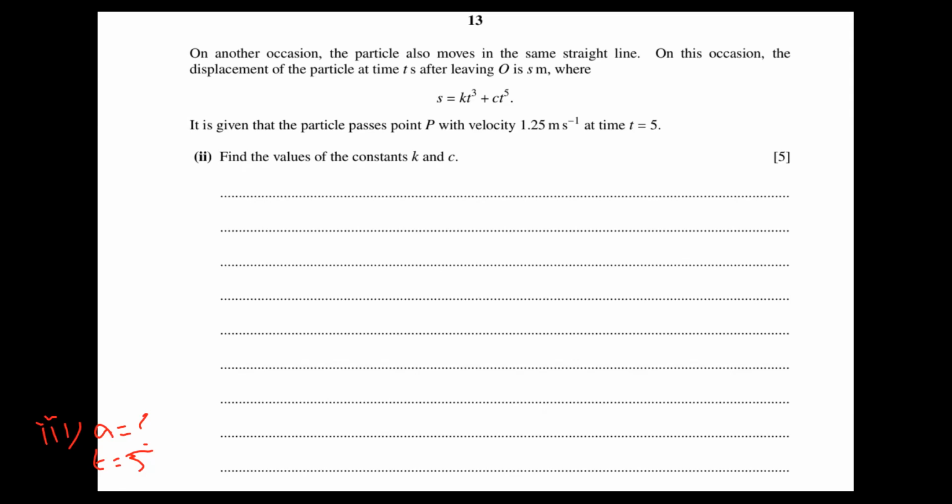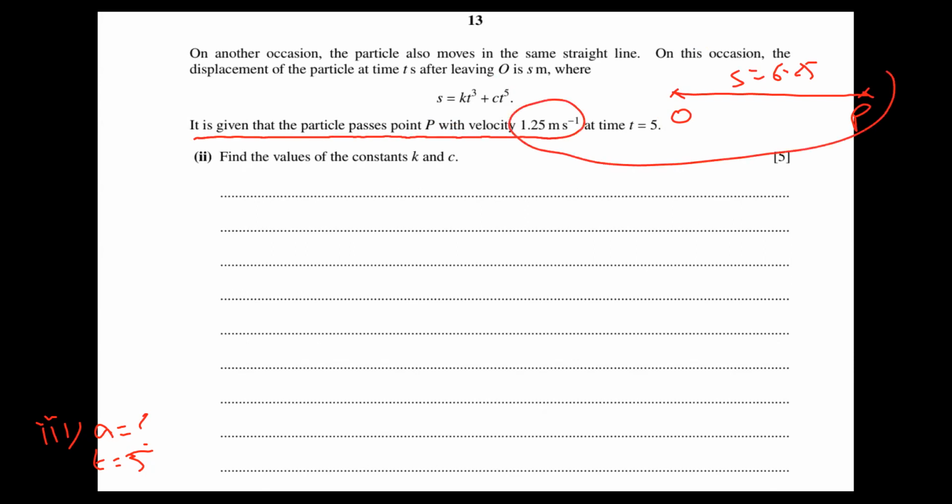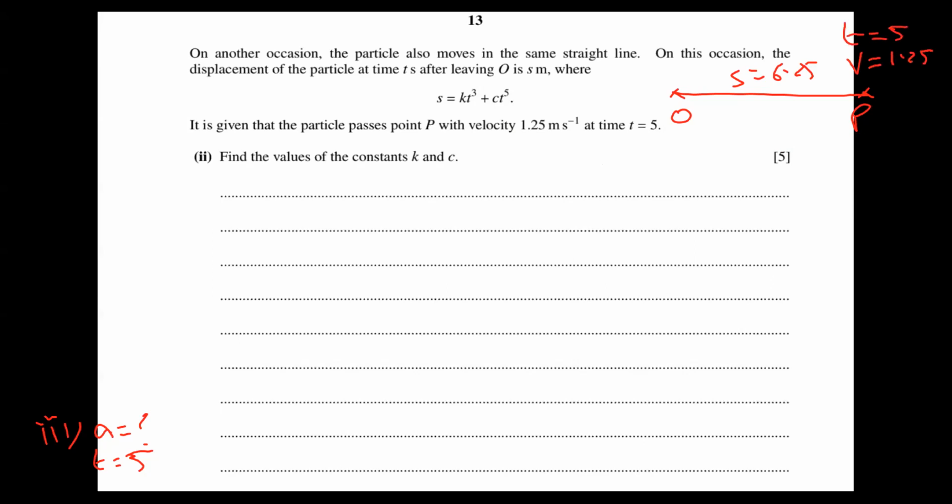On this occasion, the displacement of the particle is by this formula. It means the formula changes, but the distance from O to P is 6.25. And you know the time is different. In the previous part I got time 5, but it doesn't mean the time is the same here, maybe different. It is given that the particle passes P with this velocity. It means when it passes, it's not stopping this time. In the previous part it stopped at P. So this time when it crosses P, its velocity is 1.25. Here time is 0 and starting speed is 0.